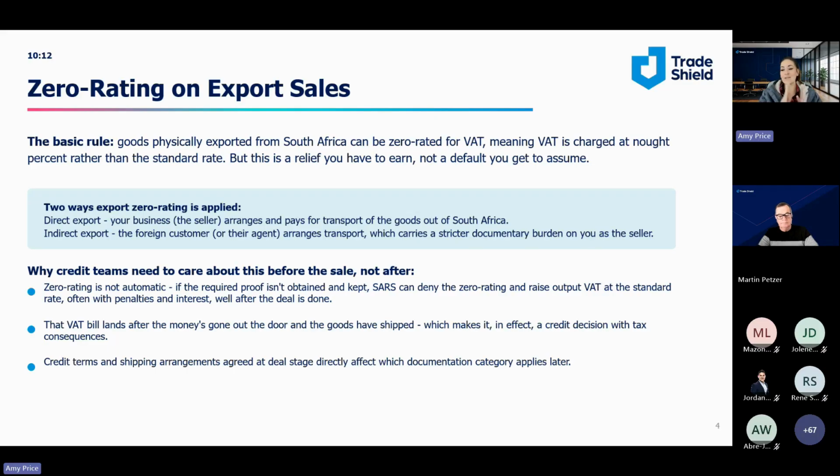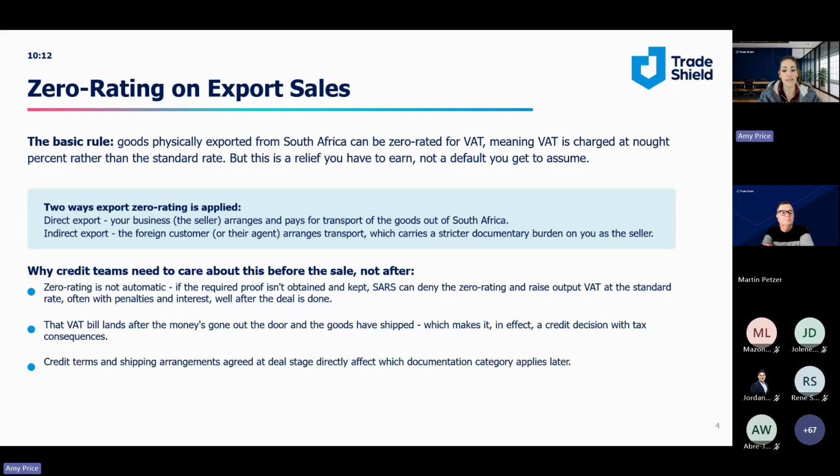Now that sounds a little bit straightforward, and it sounds like it's super easy, but there is a catch, and I want you to really understand that zero rating is a relief that you have to earn. You can't just start to zero rate your invoices without the correct information. It's not something you can just assume, that because you export, therefore you're allowed to zero rate your invoices. So there are two ways for you to apply this in your practice.